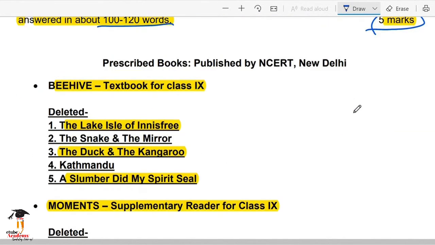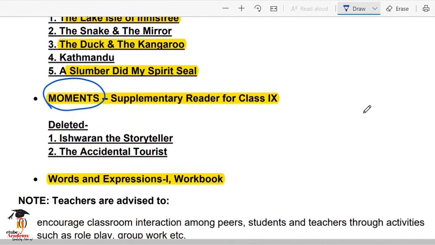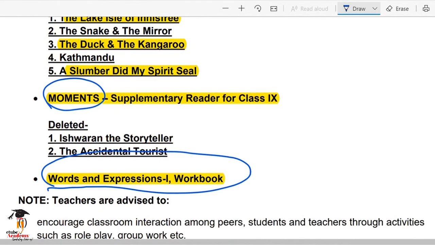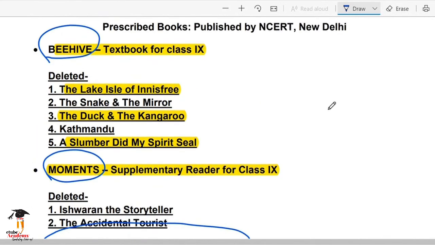Okay, so now let's come to the deleted portion. How many chapters have been deleted from both the books? You know that in class 9th you have 3 books: one is Beehive, second is Moments, and the last one is Words and Expressions, which is a workbook. But the chapters have been deleted from only the first 2 books, Beehive and Moments. Okay, so let's talk about the chapters which have been deleted.